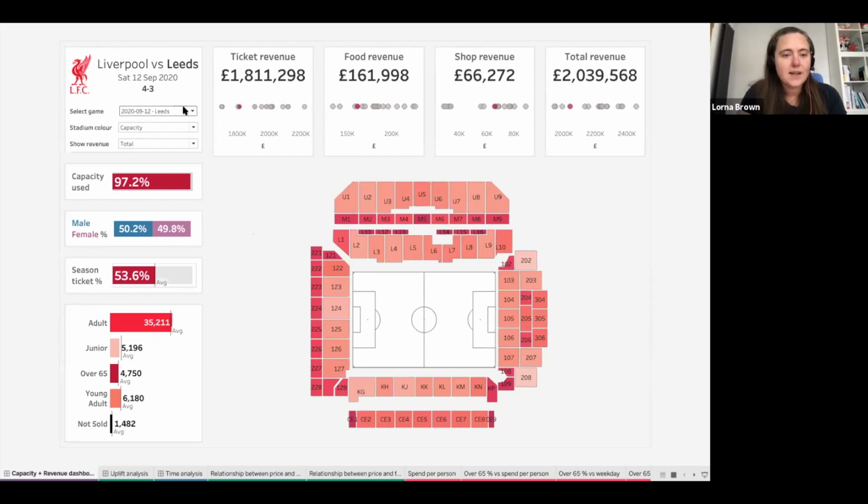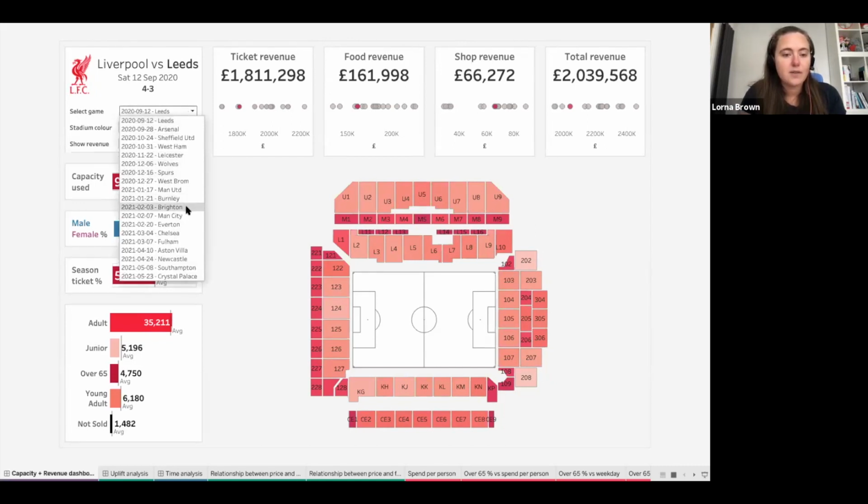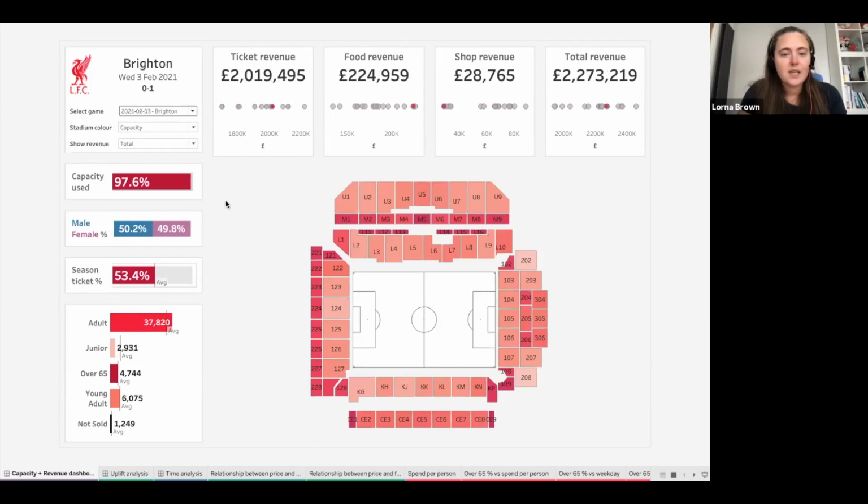But as Phil was talking about, the difference between a weekday and weekend matches. So let's have a look at the particular match that Phil mentioned. So it was against Brighton, and we have this data set. We can see it was on a Wednesday. Liverpool actually lost, but the food revenue is fairly high for this game, which was really good. The only other game that was higher was an Arsenal game.